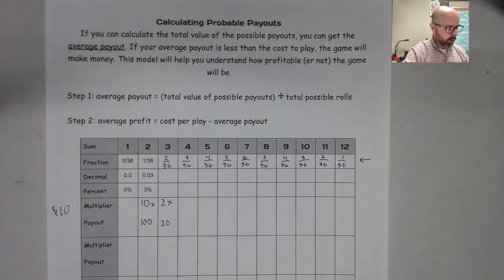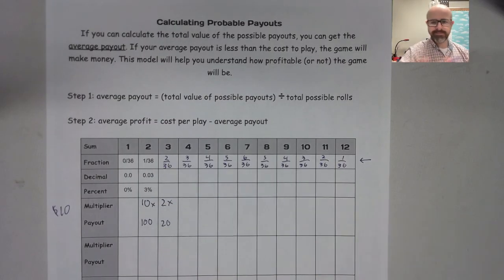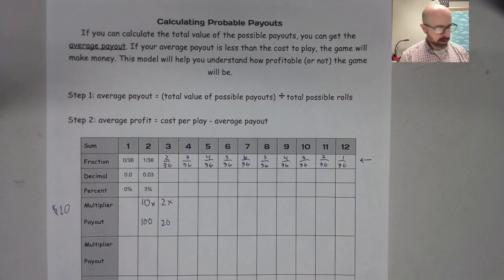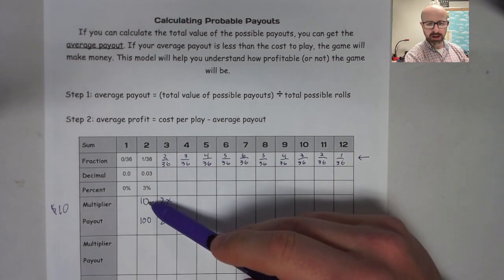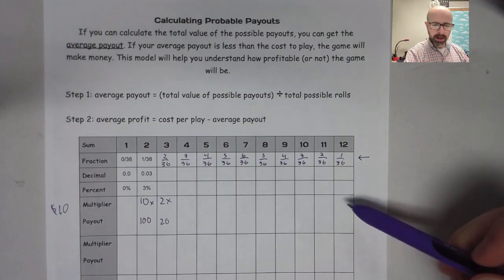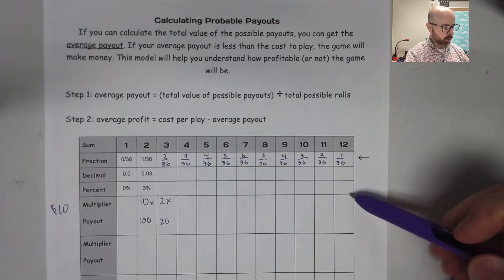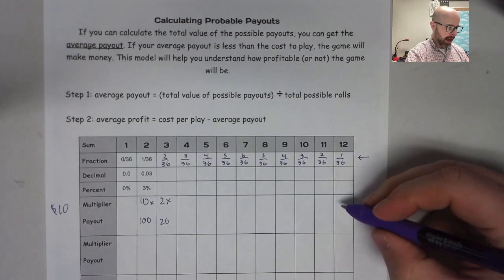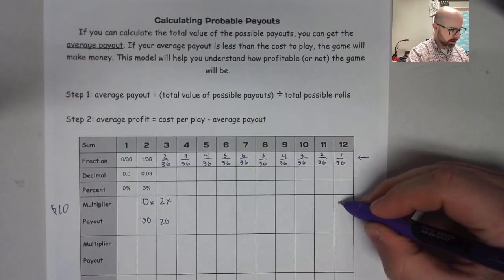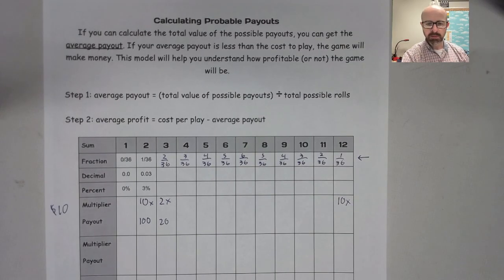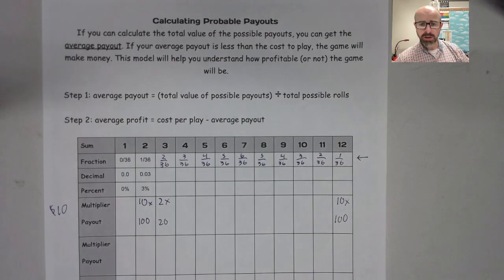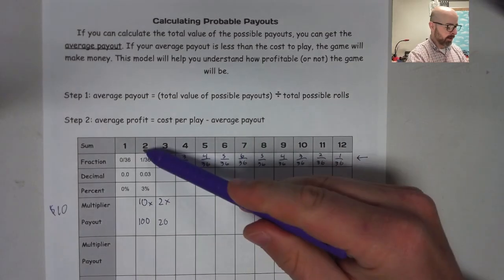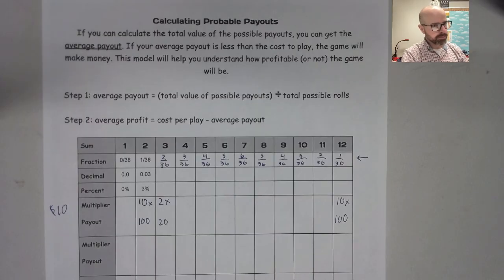Now, what I think will be important is, if you want to, you don't have to do this, but there's a 1 out of 36 chance of rolling a 2. I could come to the 12 and say there's a 1 in 36 chance of rolling a 12, and I could make that the same 10 times multiplier. You don't have to. You could make the game so you have to roll a 2 to get 10 times. That's totally up to you.